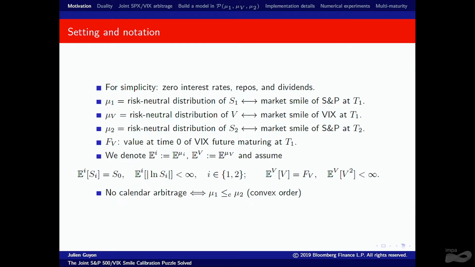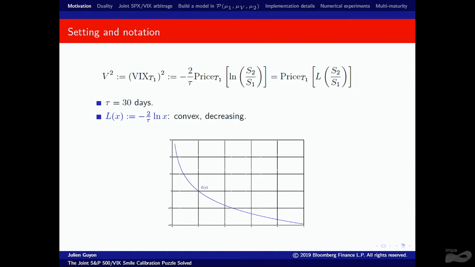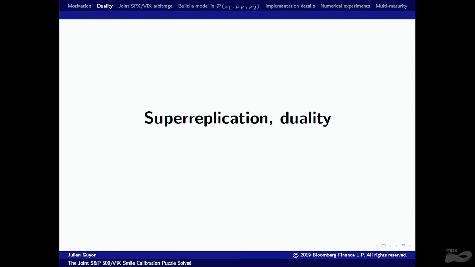You know that no calendar arbitrage in the S&P, without using the VIX, just means that mu1 is smaller in convex order than mu2, and so that's what we're assuming here. So as a reminder, the VIX, by definition, is such that the VIX squared is the implied volatility of the 30-day log contract. So tau denotes 30 days, and that's exactly the definition of the VIX at time T1. So I will use the notation L for minus 2 over tau log. So it's basically the negative of the log. That's this convex function here.